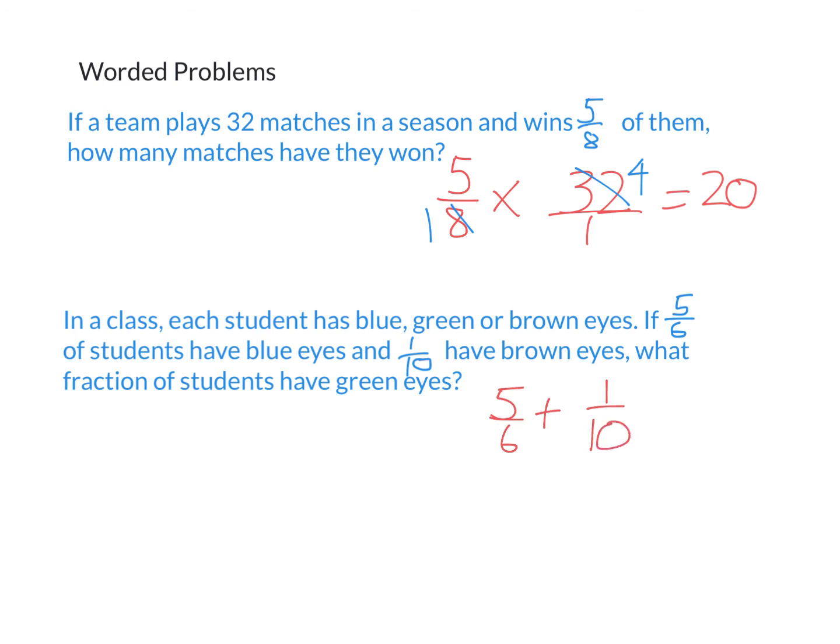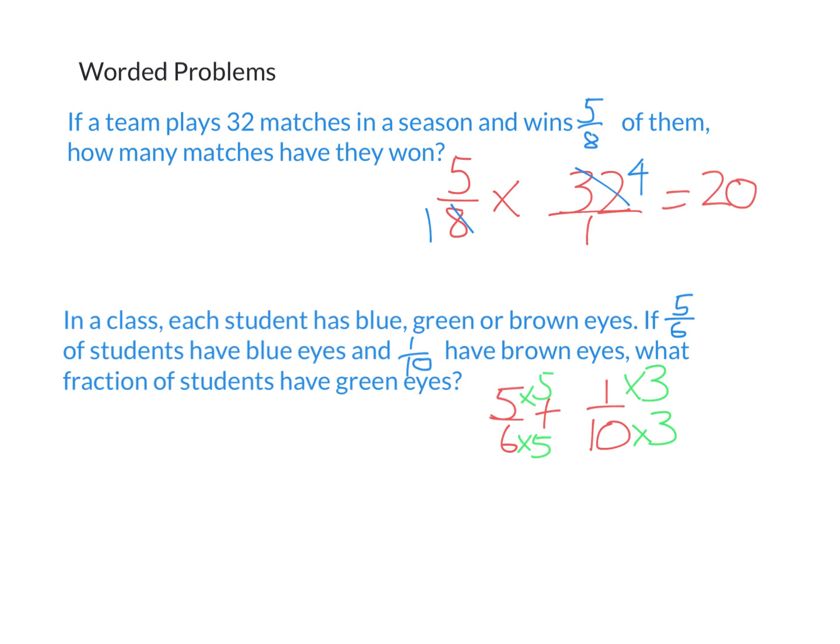Now, to add these two fractions, I need to change their denominators. You can multiply fractions even if their denominators are different, but to add fractions, denominators must be the same. So since the denominators are different, I find the lowest common multiple of 6 and 10. So that's 30. So I need to times 6 by 5 to get to 30. What you do to the bottom, you must do to the top. To get to 30, I need to times 10 by 3. What you do to the bottom, you must do to the top.